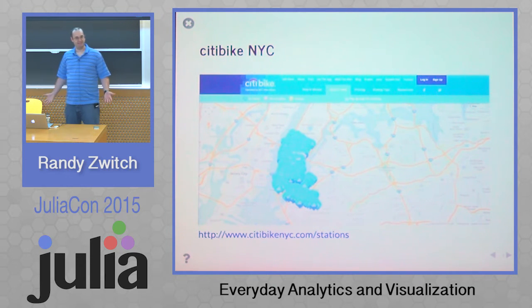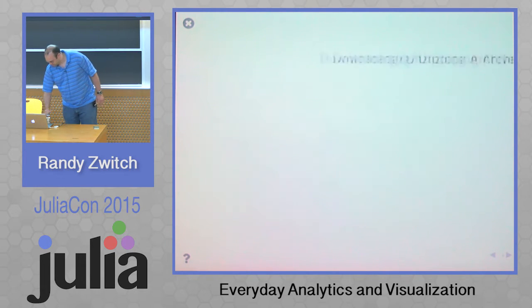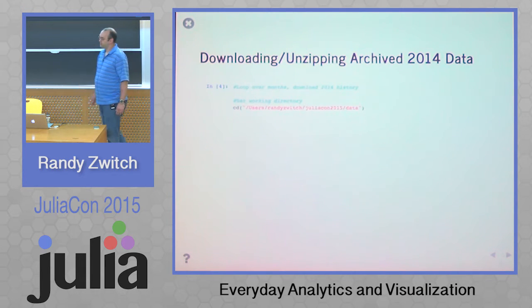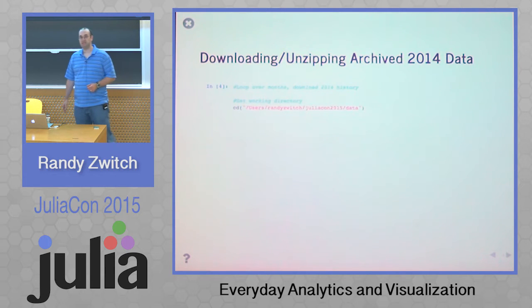Otherwise, it really doesn't give you that much. It is creeping somewhat into Brooklyn. But this is the page that they show you when you go to the City Bike site. Okay. So what example I want to do is cover all of 2014.